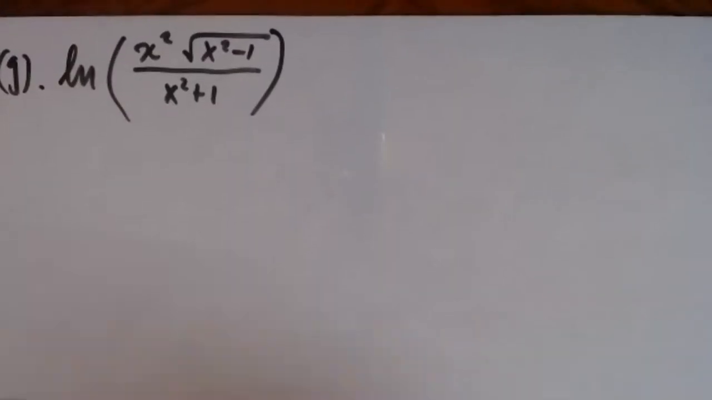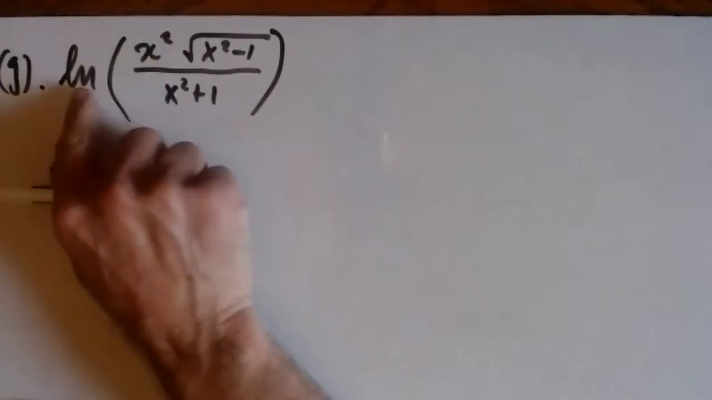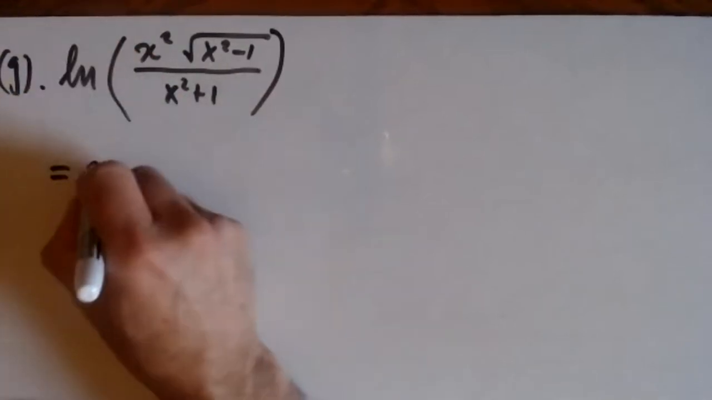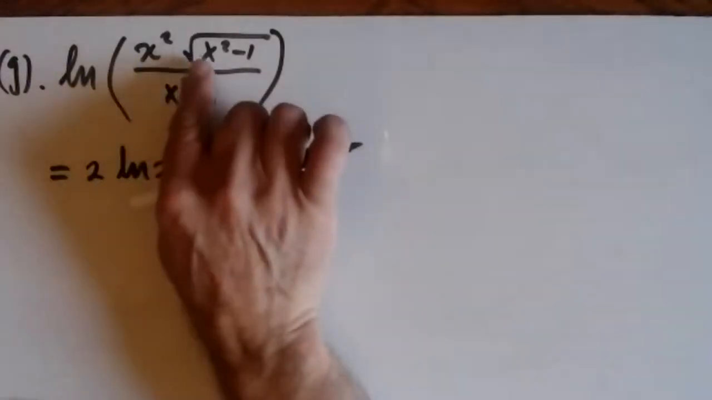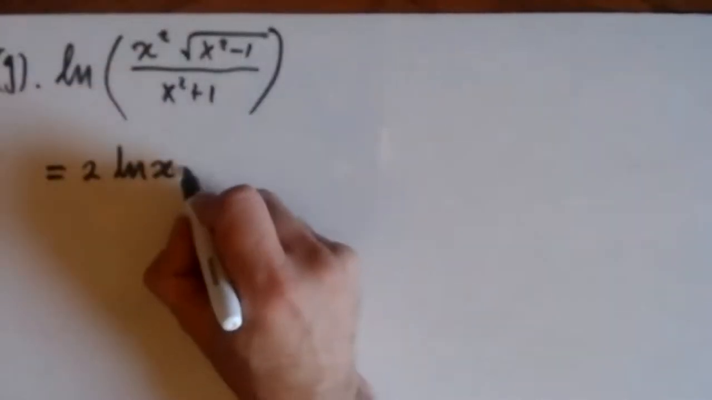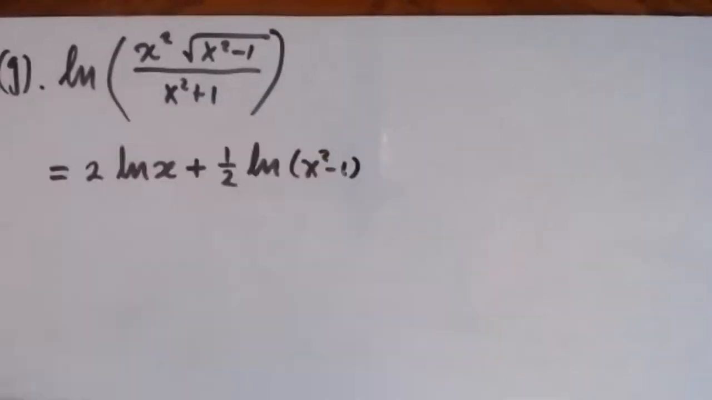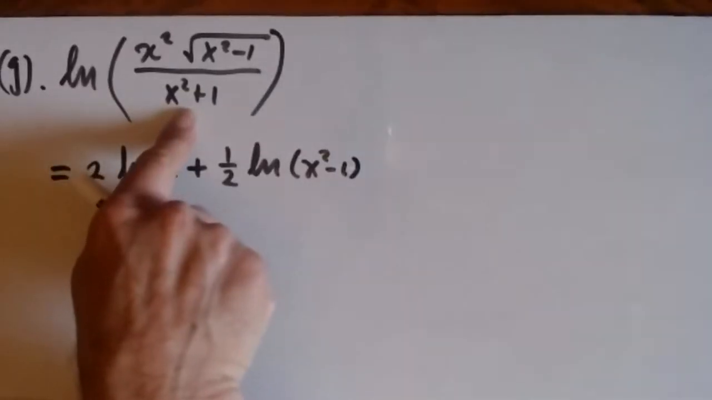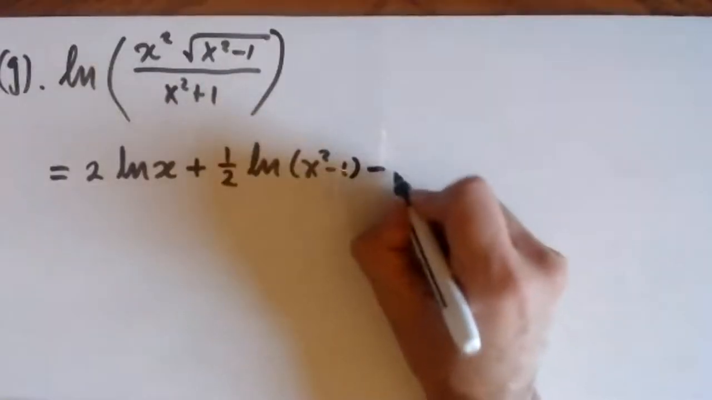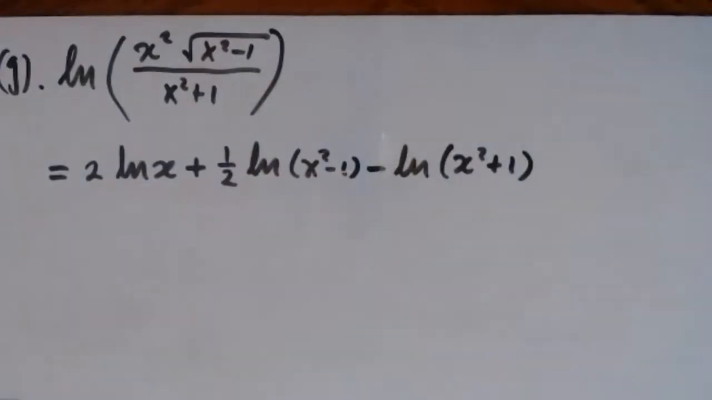And now this is going to be my problem. Of course, this quotient and this product is horrible, but if we split it in portions, this is going to be the ln of x squared. So it's 2 ln x, plus this ln, and this is a power of 1/2, so plus 1/2 ln of x squared minus 1, minus this one because it's dividing, minus ln of x squared plus 1. Okay.